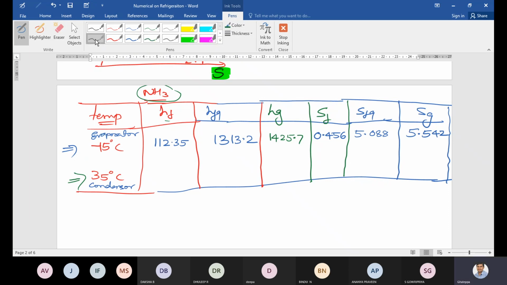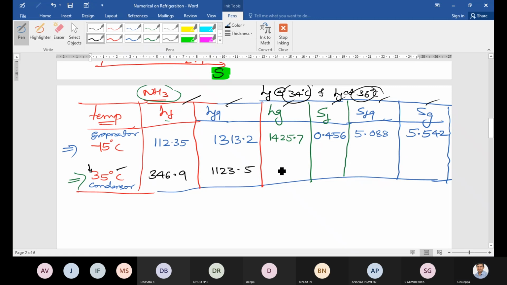Similarly, go to the 35 degrees Celsius temperature row and note all the values HF, HFG, HG, SF, SFG, SG. I have noted down the values, so I will write directly and you cross check. Take the value of HF at 34 degrees Celsius and HF at 36 degrees Celsius and take the average of these two. You will get it for 35. So I will write 346.9. Is it the right value or wrong? Please cross check.